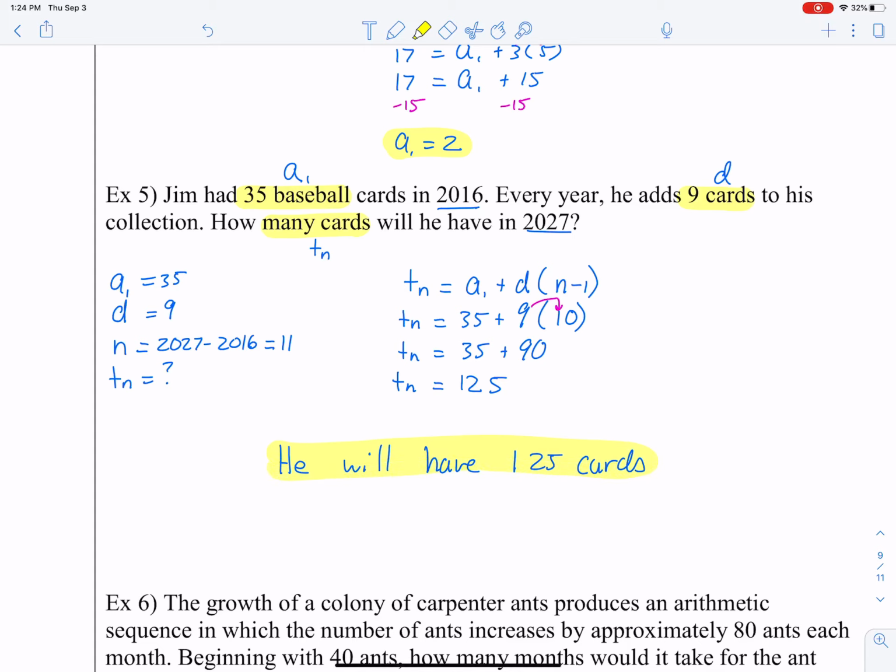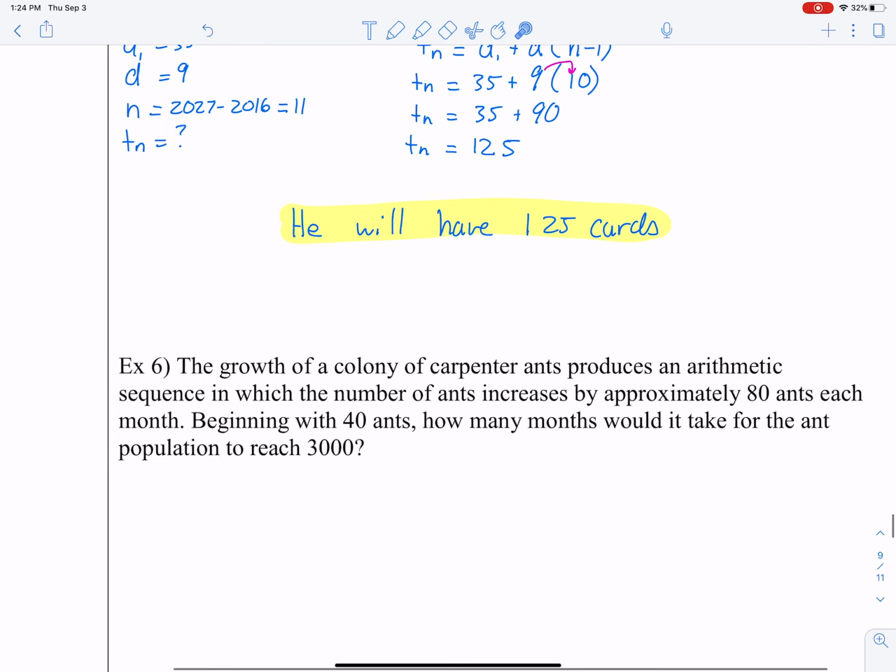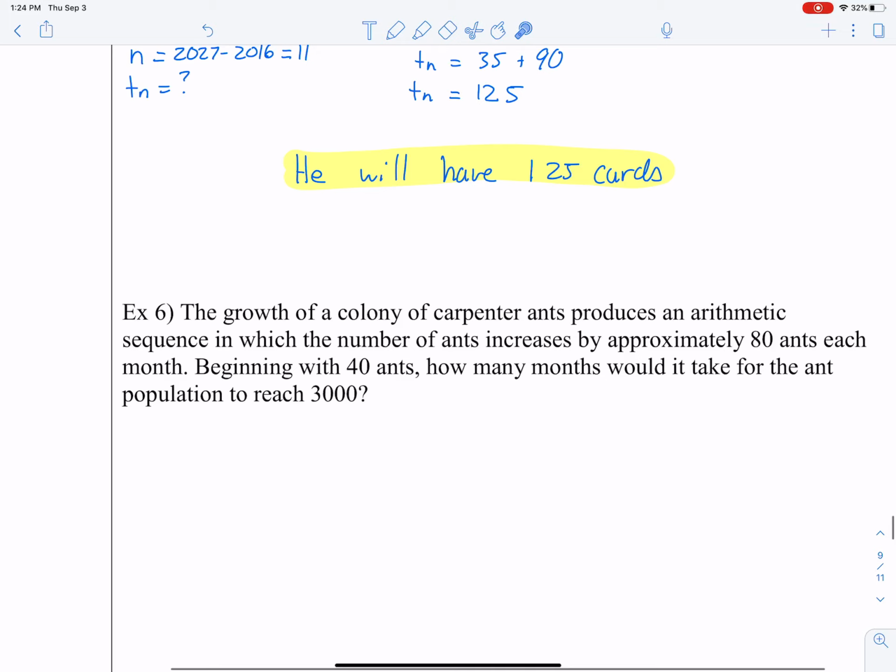So once you pull the information out of the word problem, then the calculation is similar. Okay, we'll look at one more question. The growth of a colony of carpenter ants produces an arithmetic sequence in which the number of ants increases by approximately 80 ants each month. Beginning with 40 ants, how many months would it take for the ant population to reach 3,000?